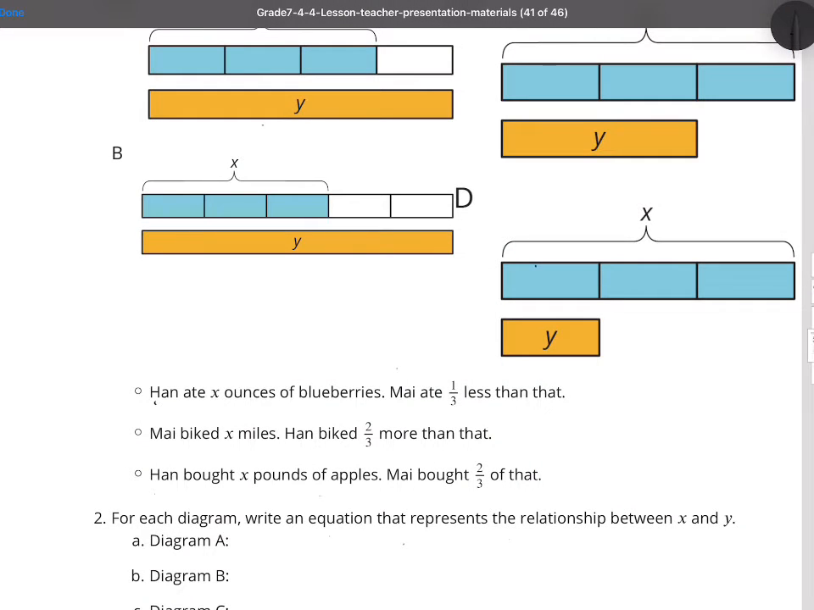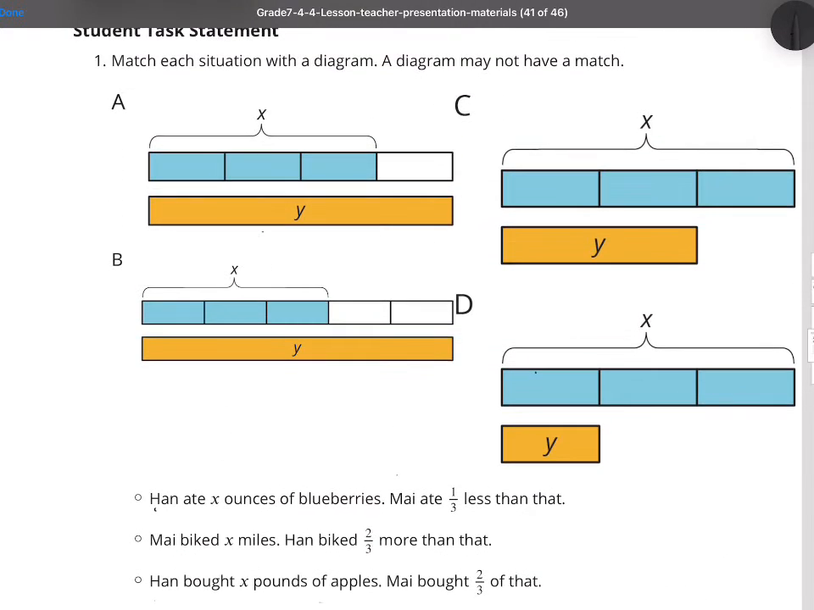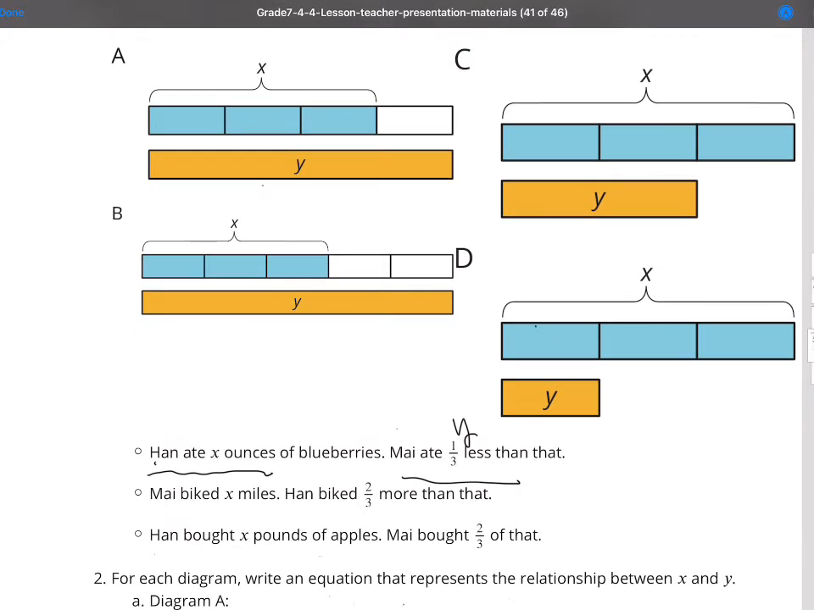It says Han ate X ounces of blueberries. May ate 1/3 less than that. So let's look at tape diagram A. When I look at A, Han would represent X, correct? The amount that Han ate would represent X, and May represents Y because that's the only other variable. A is broken up into fourths, but we're dealing with thirds. So even though you see 3 highlighted blue pieces, that still doesn't show 1/3. It actually shows 3/4. So I'm looking for a fraction that's going to show 1/3. So it has to be out of C or D.